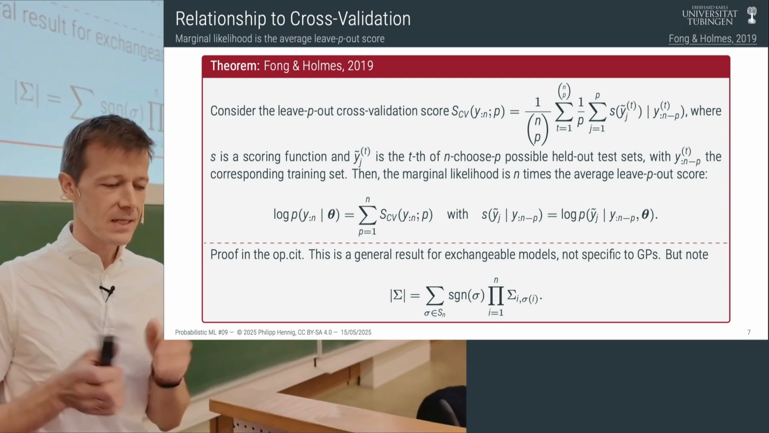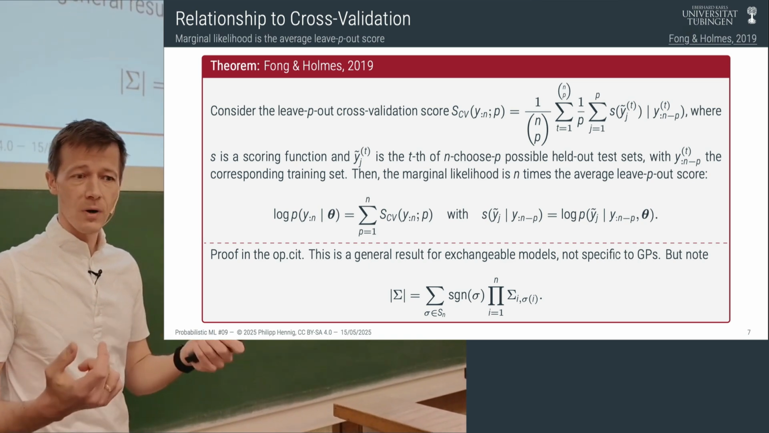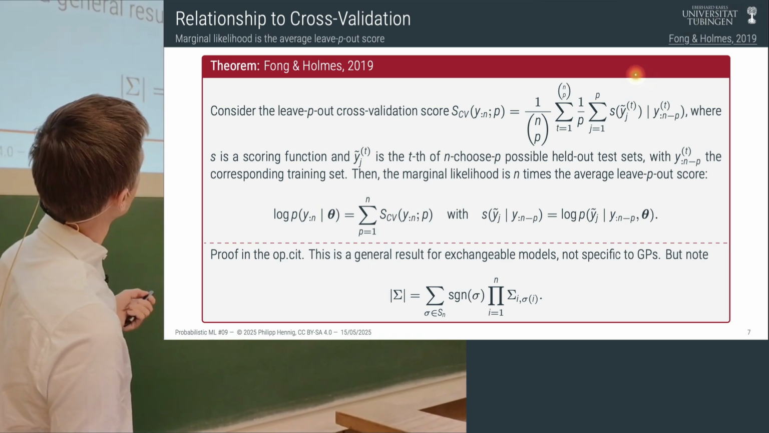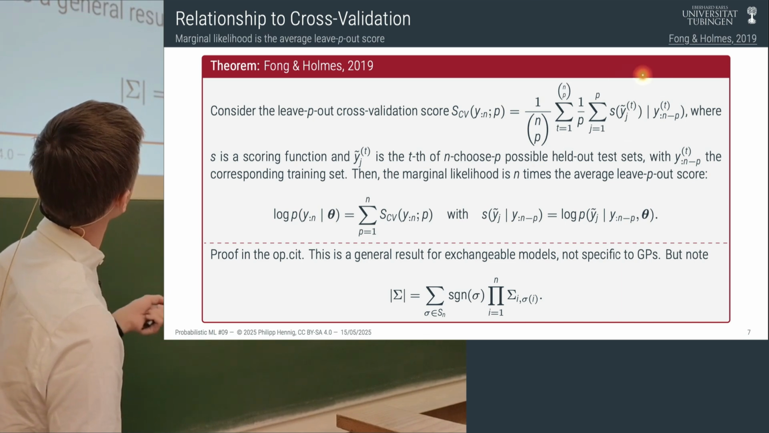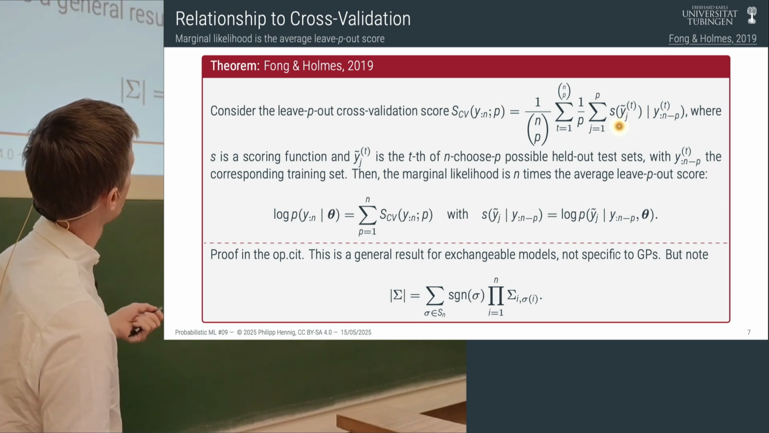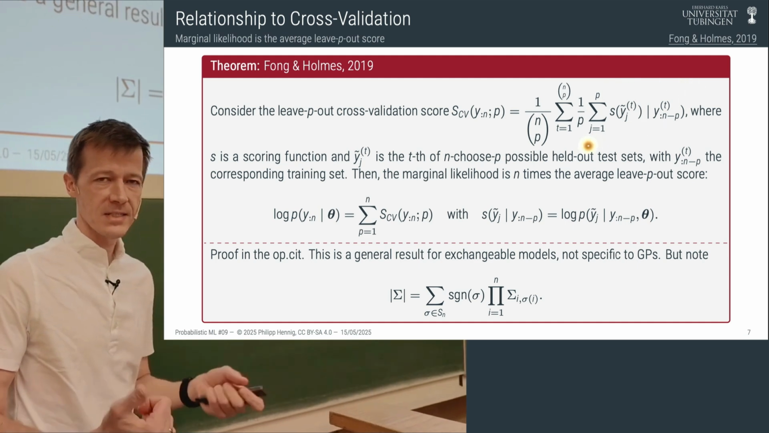So more precisely, their theorem says, imagine you have a data set, lots of y's, and you're doing cross-validation. That means you're maximizing a score that looks like this. This is called the cross-validation score. So what do we see here? Well, it's a very complicated formula, but it actually expresses something very simple.